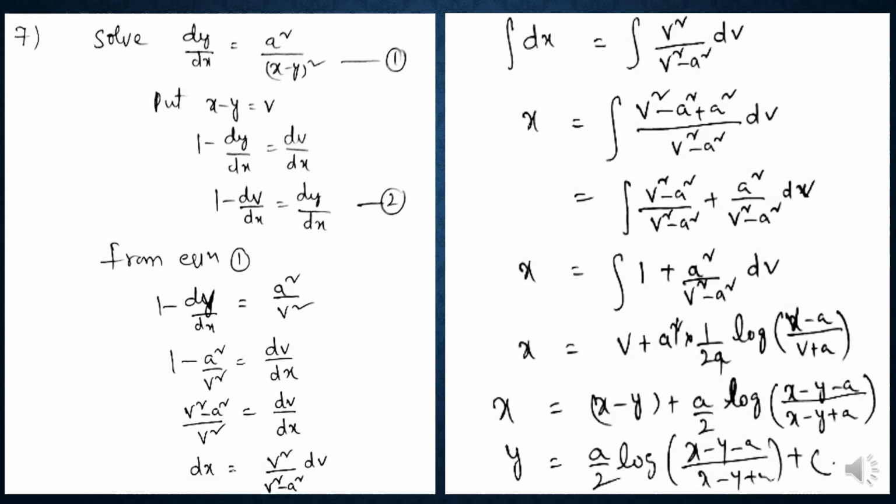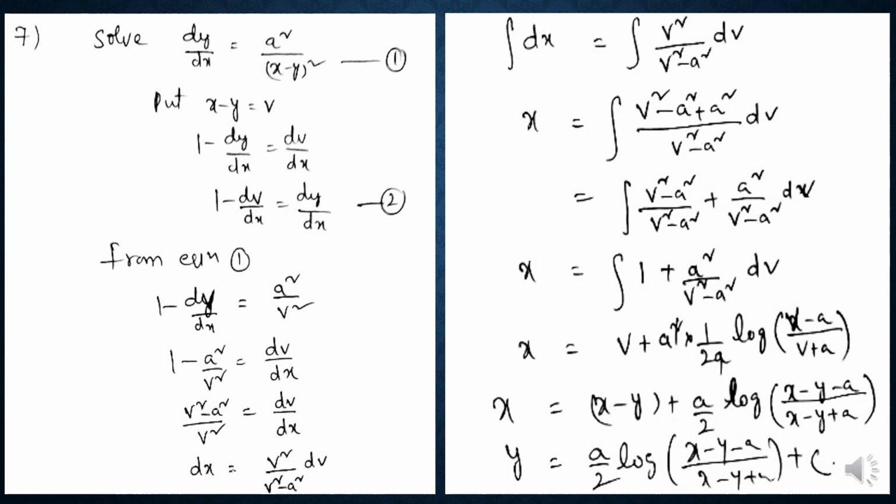Once again see this problem. To solve the differential equation dy by dx is equal to a square by x minus y whole square. Put x minus y is equal to v. Now differentiating with respect to x on both sides, this becomes 1 minus dy by dx is equal to dv by dx. That is 1 minus dv by dx is equal to dy by dx. From equation 1, this can be written as 1 minus dv by dx is equal to a square by v square. That is 1 minus a square by v square is equal to dv by dx. So now by taking LCM here, this becomes v square minus a square by v square is equal to dv by dx.